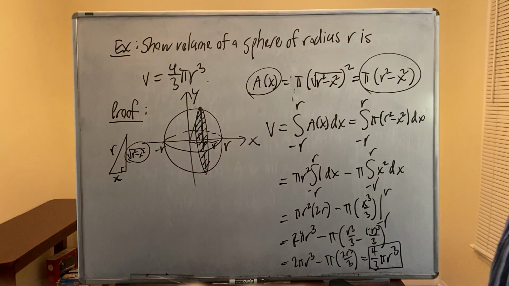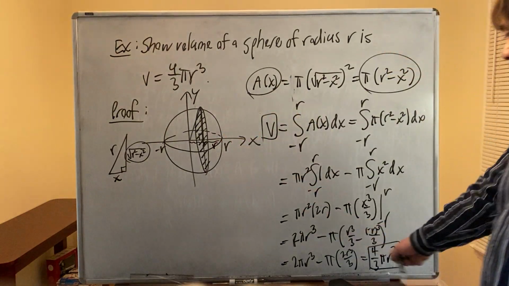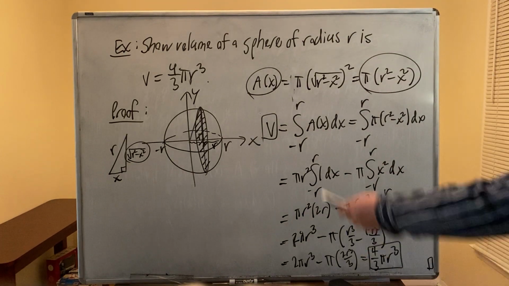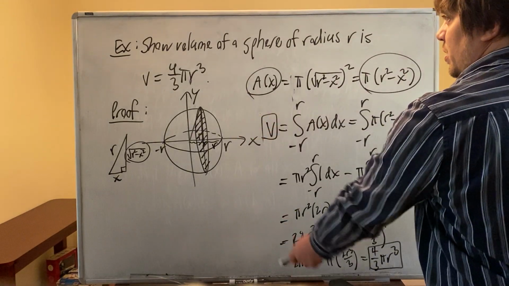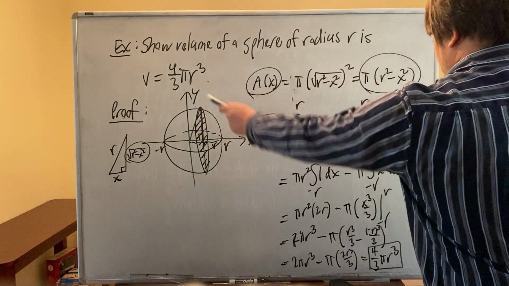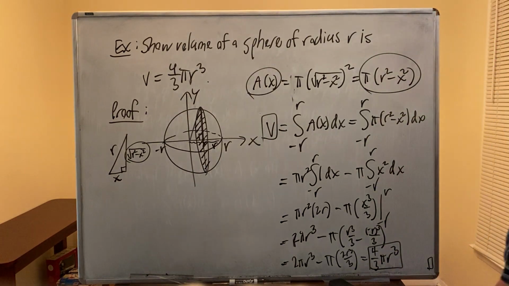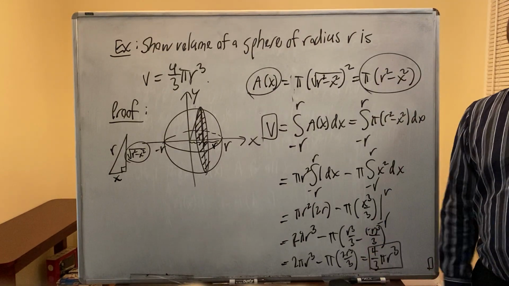That's the answer we wanted. So we got the volume of the sphere is equal to 4/3 pi r cubed. Okay? And that finishes that example. So we showed that the volume of a sphere of radius r is 4/3 pi r cubed. We're done with the example. Okay? So we'll stop here, and next time we'll continue this section.